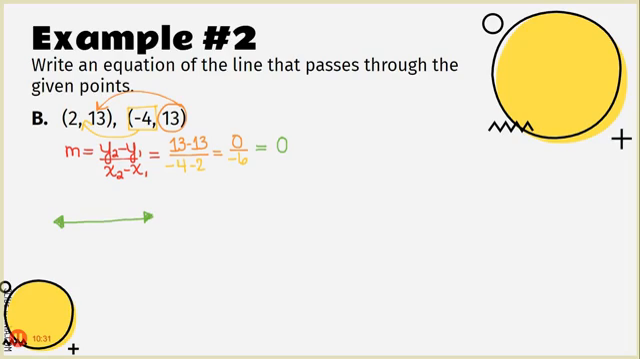A horizontal line does have a slope, and it will cross the y-axis. So that means we can write an equation in slope-intercept form. So it's going to be y equals the y value of our ordered pair. And if you look at our ordered pairs, both y values are the same. So y is going to be equal to 13.